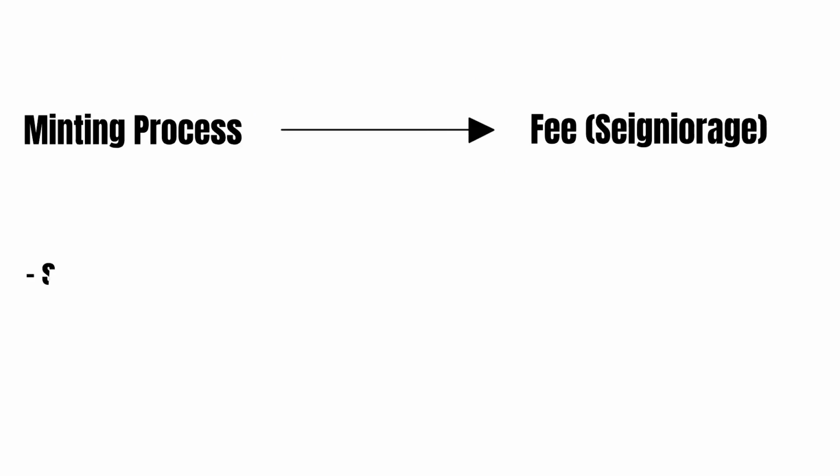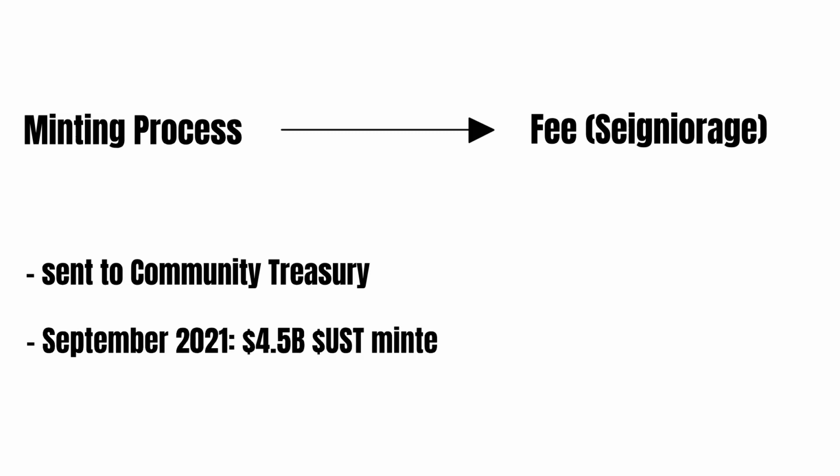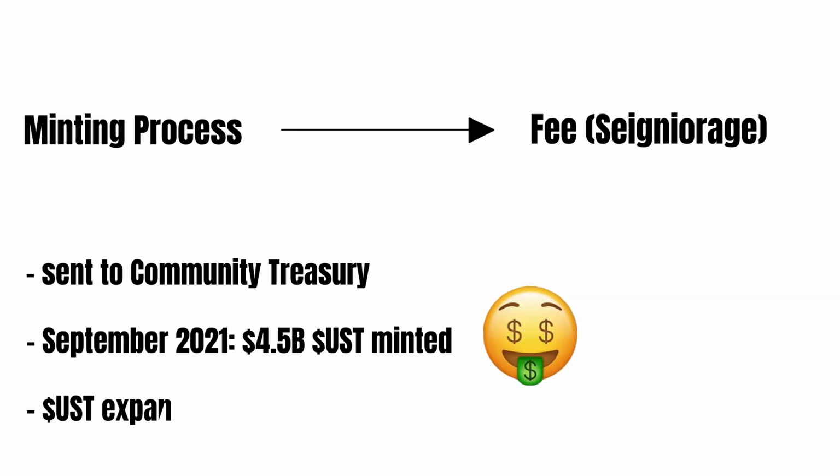During minting Luna or UST, users needed to pay a small fee in Luna called seigniorage. The seigniorage fees used to go into a community treasury. In September 2021, however, the community decided to burn Luna to mint UST. The Terra community minted 4.5 billion UST by that process. This money was then being used to bridge UST to all kinds of other blockchains, including Osmosis for example.